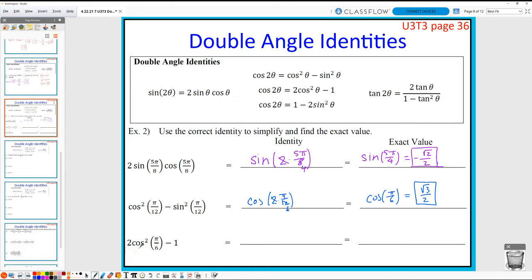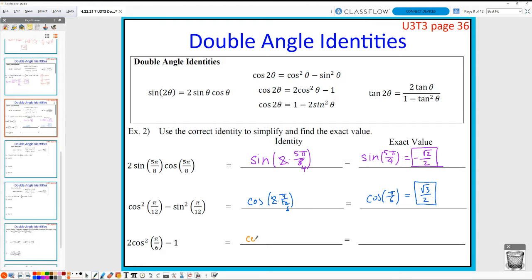And the last one, 2 cosine squared of some angle minus 1. This is, of course, cosine of 2 theta. Now, what I did see a lot, just on homework and stuff like that, and technically it's fine: people will say, well, cosine of pi over 6, this is root 3 over 2, I can just simplify directly from here. And that's not wrong. But the purpose is for you to practice these identities.